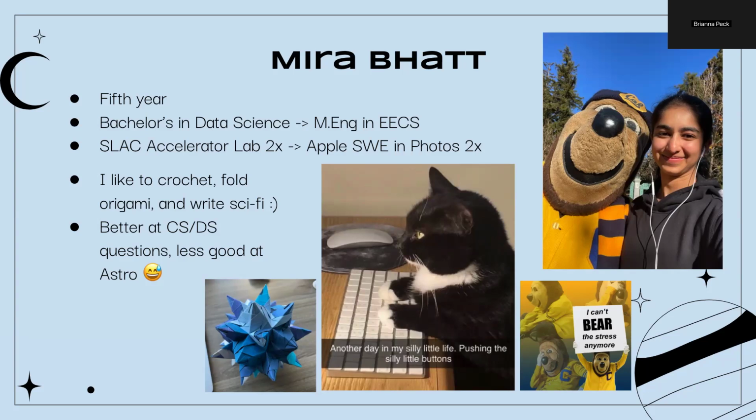I didn't major in physics or astrophysics or anything like that. So I went from data science to just CS. That's what I do. And for work experience, I used to do data science for physics applications. And then I had enough of the physics, and now I worked at Apple for 2 summers, so just programming. And I like to crochet, fold origami and write sci-fi. And again, please don't ask me astro, but programming, definitely your person.